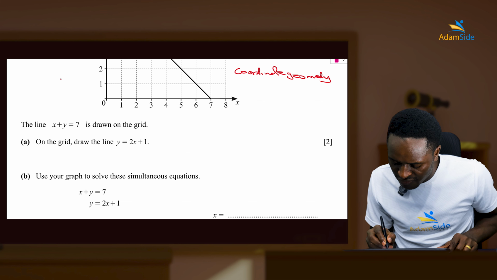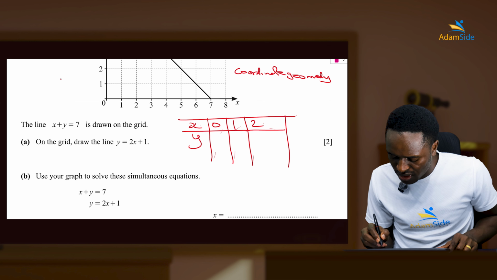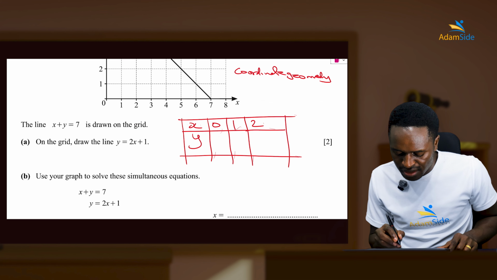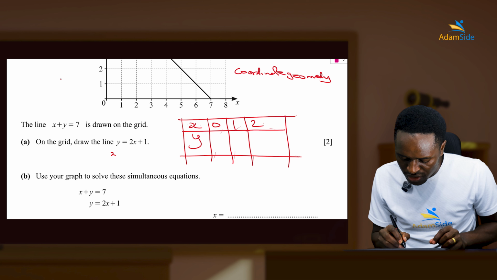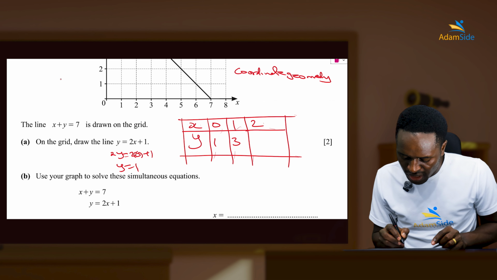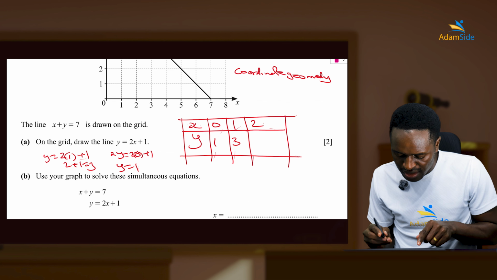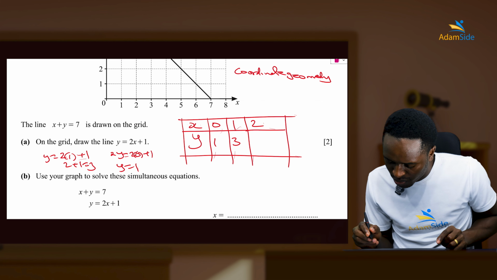So it's very simple. Just find the values of x and the values of y, draw a table. So we have when x is 0, when x is 1, when x is 2. Get values like those so that it's easier. So when x is 0, you get y is equal to 2 times 0 plus 1, y is equal to 1. When x is 1, you get 2 times 1 plus 1. So 2 plus 1 is 3. And then when x is 2, that means 2 times 2, 4. 4 plus 1 is 5.